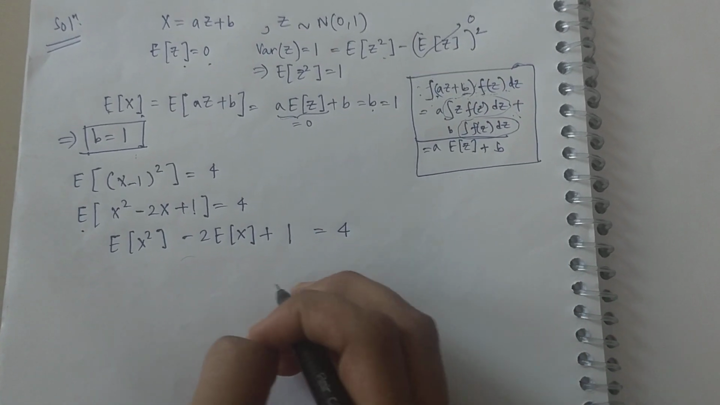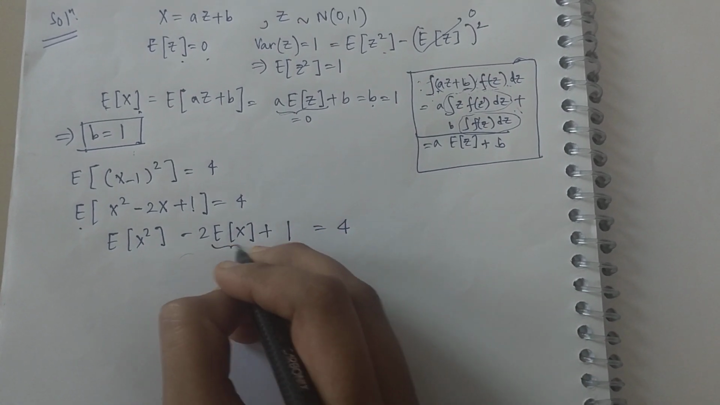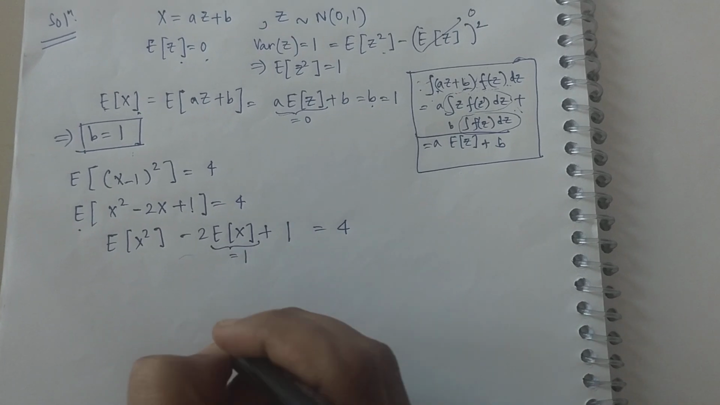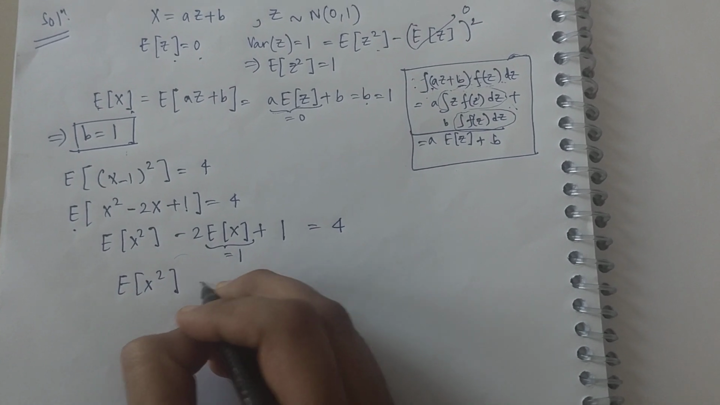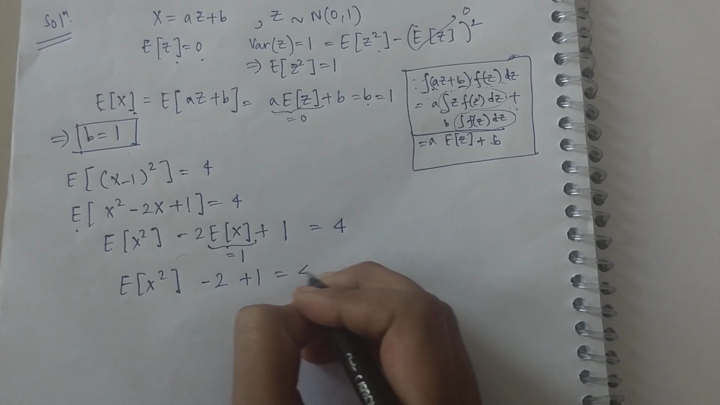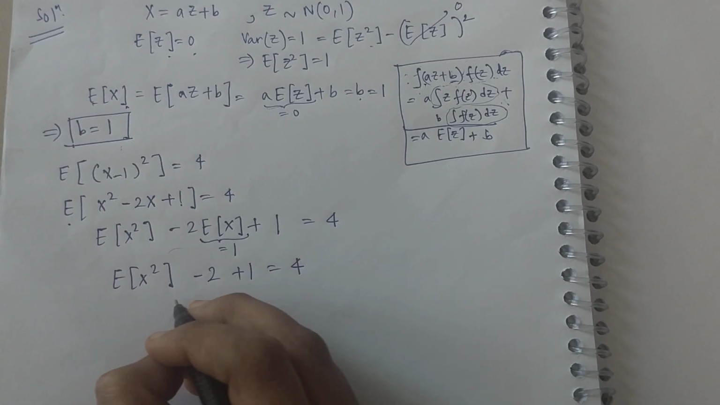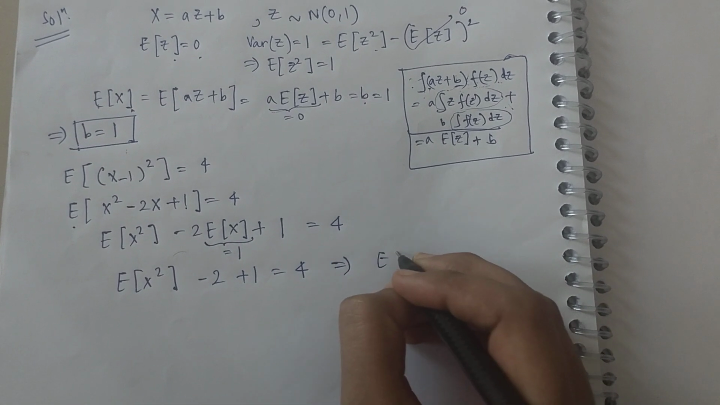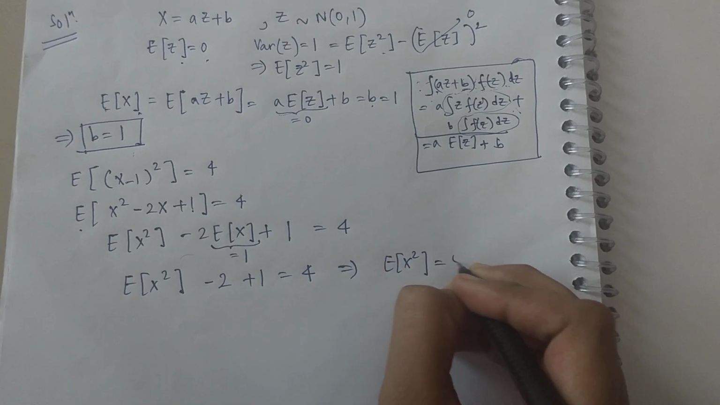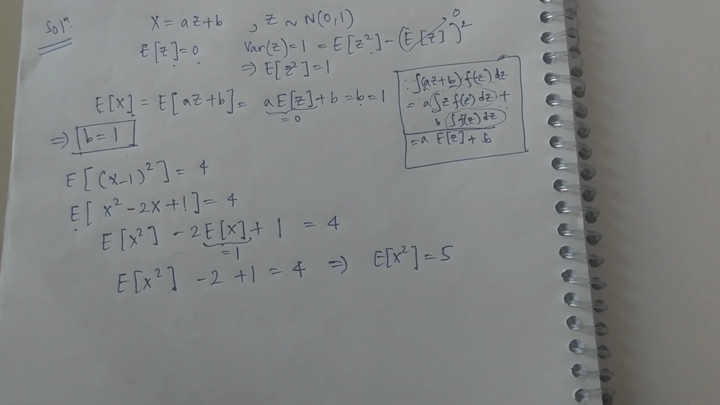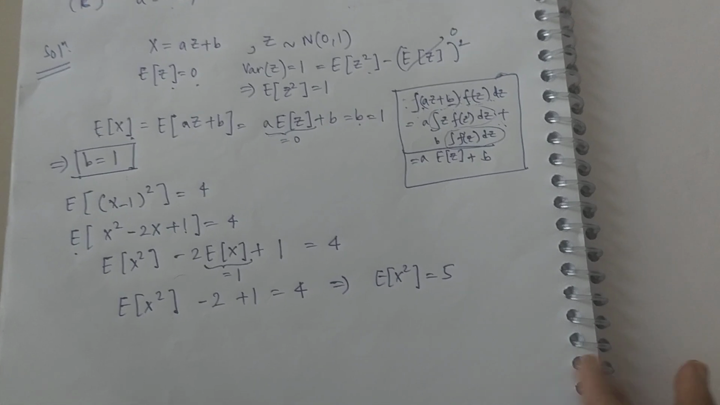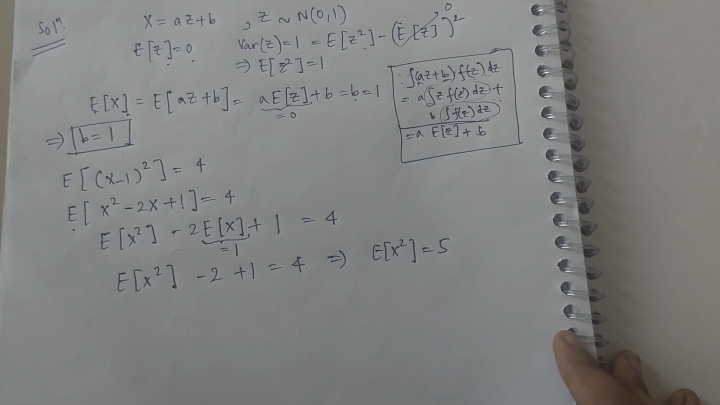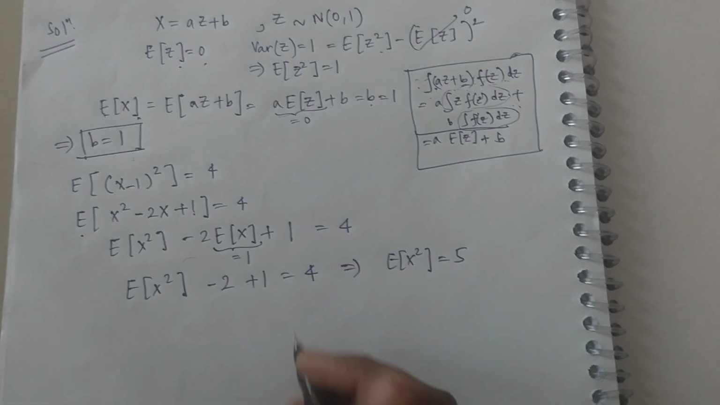And we know that expectation of x is 1, so we can just substitute it: minus 2 plus 1. This gives us that expectation of x square is 5 basically. Okay, and what we are supposed to find is the value of a.